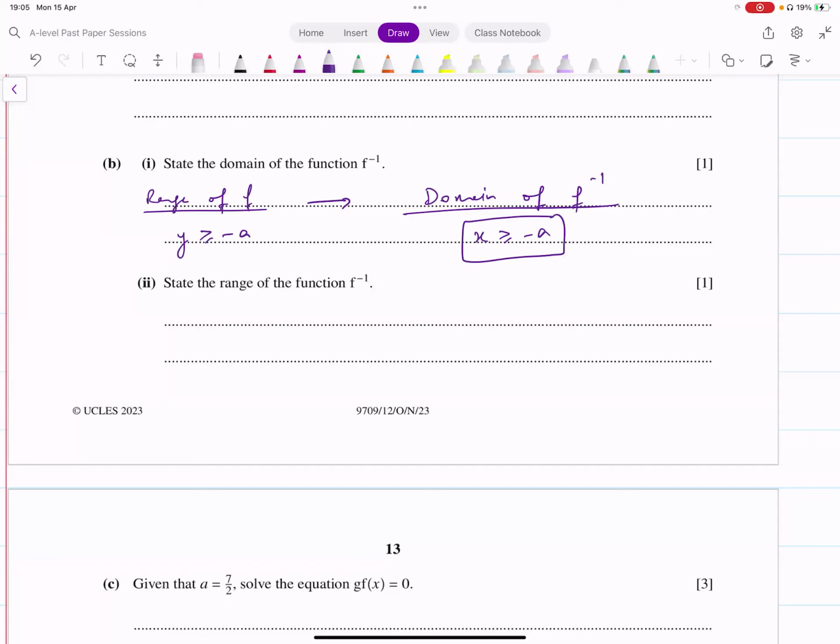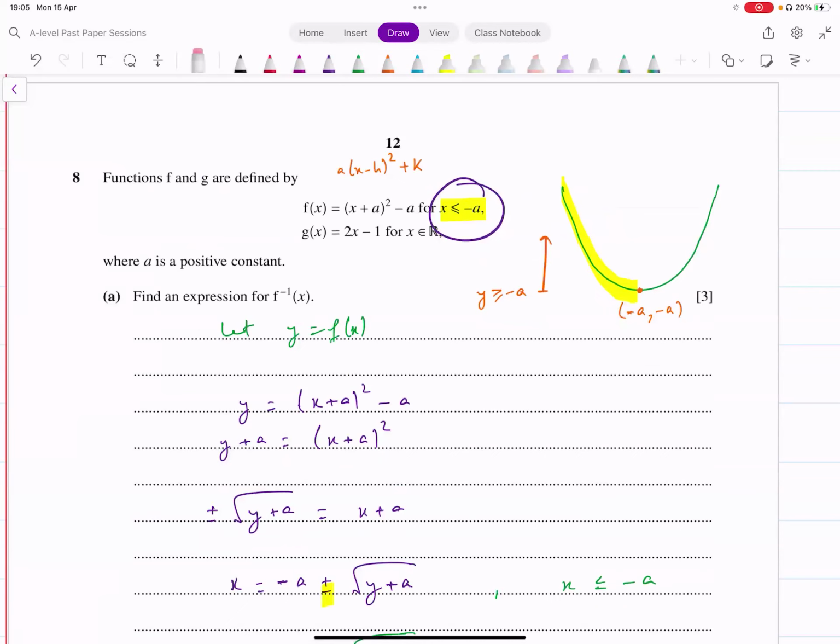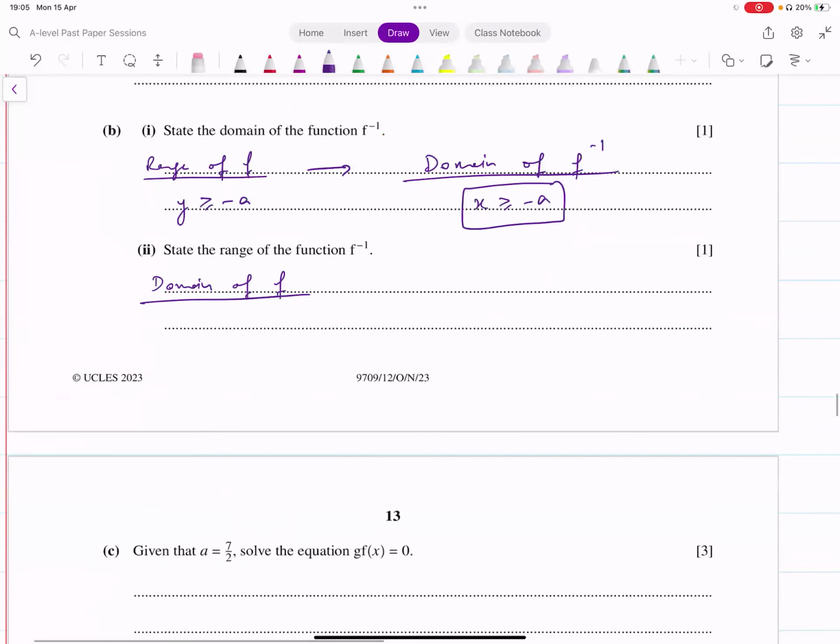Now it says state the range of the function f inverse. What's the range of f inverse? The domain of the original function. What was the domain of f? It was x less than or equal to minus a, sorry.